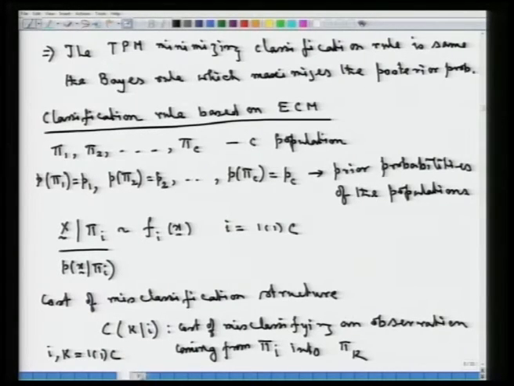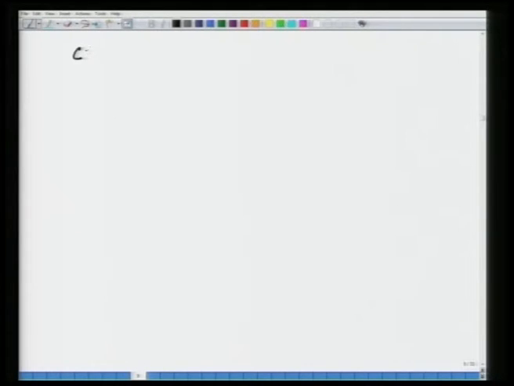Now, we of course will be having the term c_ii, that is the cost of misclassifying an observation from pi i into pi i. So, there is no misclassification as such, and hence we take this to be equal to 0. This is for every i equal to 1 up to c, right.